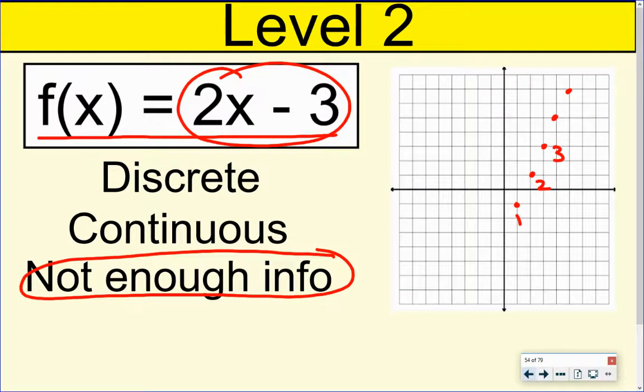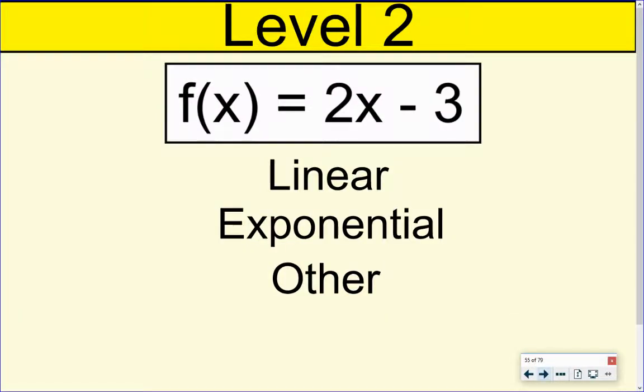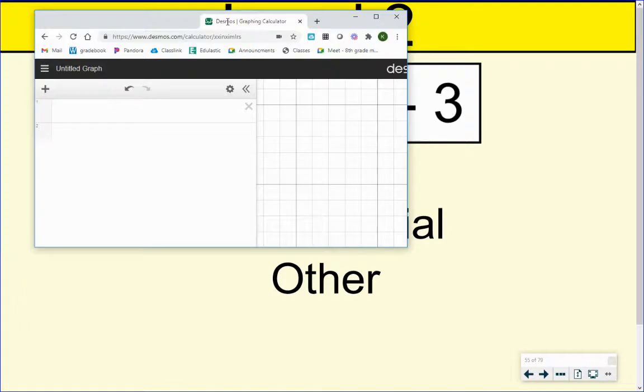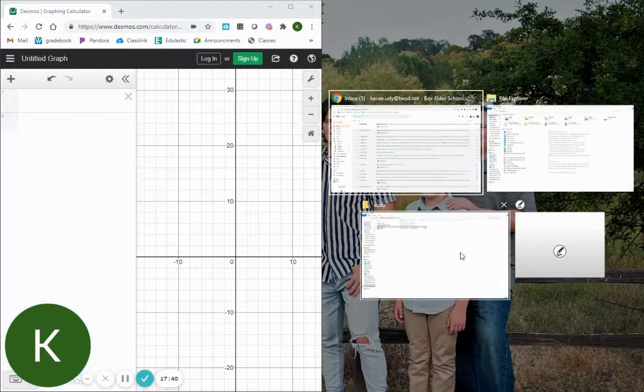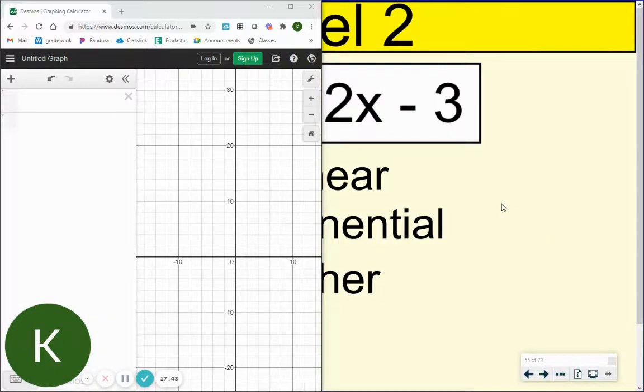Okay, remember what that graph looks like. It is going up, and what kind of a thing does it make? I hope that you're noticing that it would make a line for our next question. So the question is, is it linear, exponential, or neither? I'm also going to show you how you can use a graphing tool. You can use your graphing calculator, or you can use this thing called Desmos. So we have 2x minus 3. I'm going to bring this over, and here we go. Where did it go? Right here.